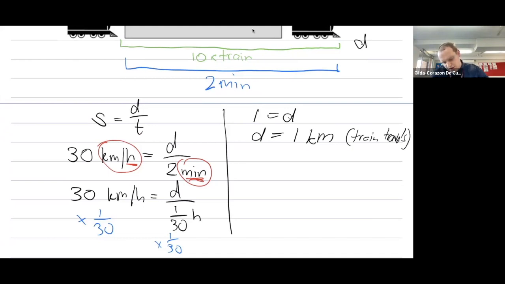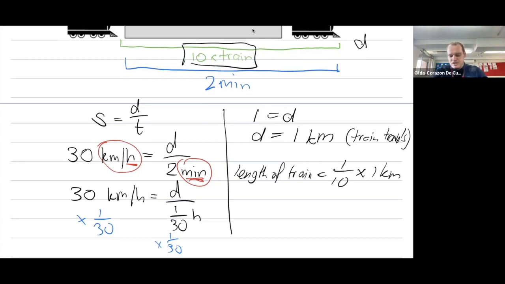Okay, the length of the train, though, is 1/10 of 1 kilometer. Okay, because we set up here that the distance is 10 times the train. So the opposite of that is that the length of the train is 1/10. Okay, that then must equal either 0.1 kilometers or 100 meters. Okay, which then gives us our final answer.